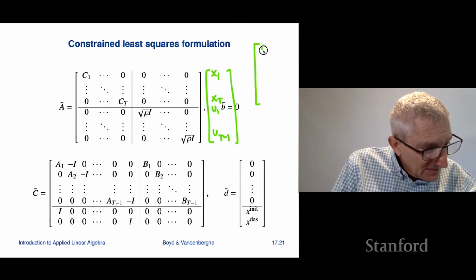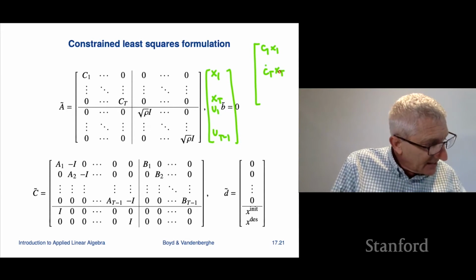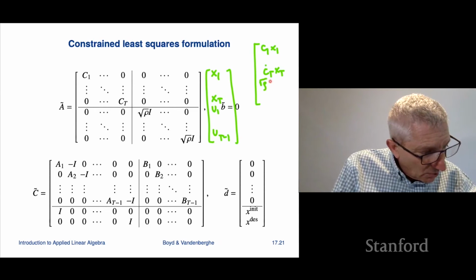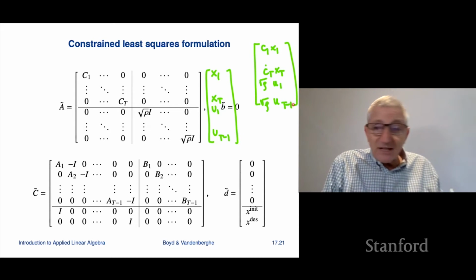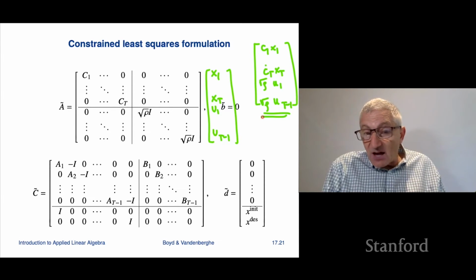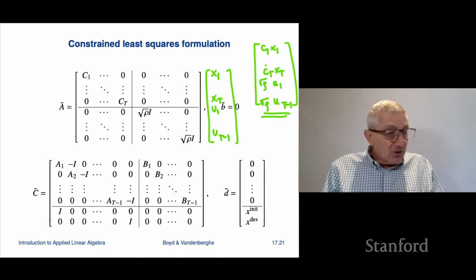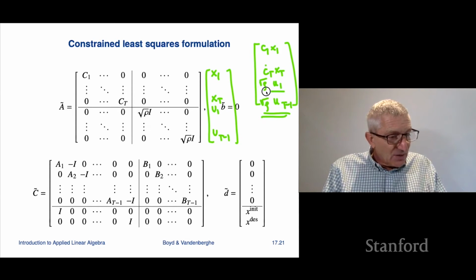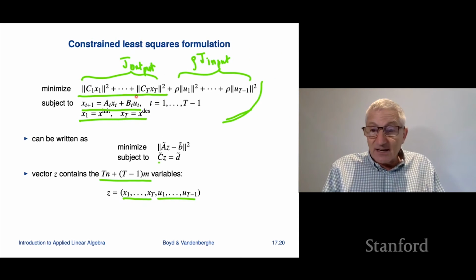It's going to be c1 x1, and this goes down to c t xt, and then I'm going to get square root rho times u1, and then down to square root rho u capital T minus 1. Now, when you take the norm squared of this, how do you take the norm squared of a block vector? It's the sum of the squares of the norm squareds of the components. It's norm squared c1 x1 up to, and when I square that, I get rho times norm squared u1. And that recovers exactly our objective.